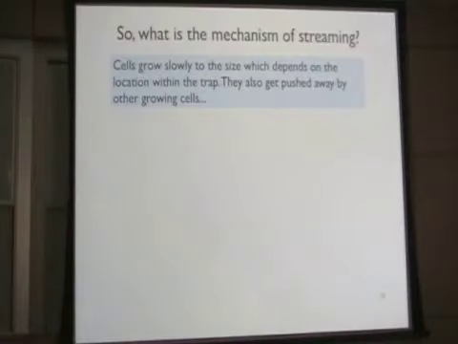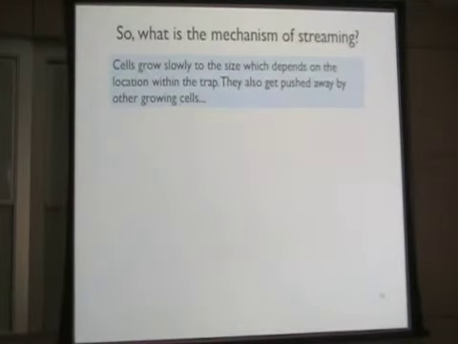Okay, so what's the mechanism of the streaming? What we see in those movies, as you already noticed, is that the cells in the back are small, and the cells close to the opening are big. And why is that? It's more or less clear, because cells in the back have much less nutrient than the cells in the front, because nutrient has to diffuse through that colony, and it gets consumed by the colony. So it actually depletes in the back.